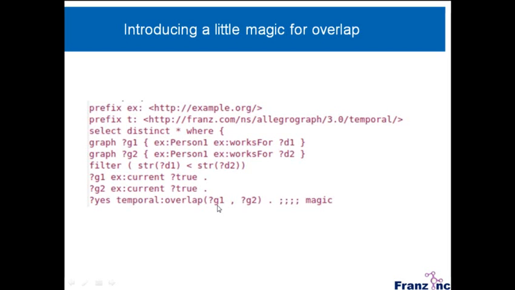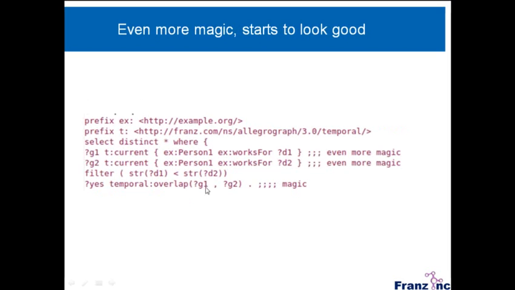That can be even more readable if we use another magic predicate that we're going to introduce in the product, which is current. So we say, give me the most current statement for this, give me the most current statement for this statement, and then is there a temporal overlap between the two? And now you kind of have a chance of understanding what the query is about.